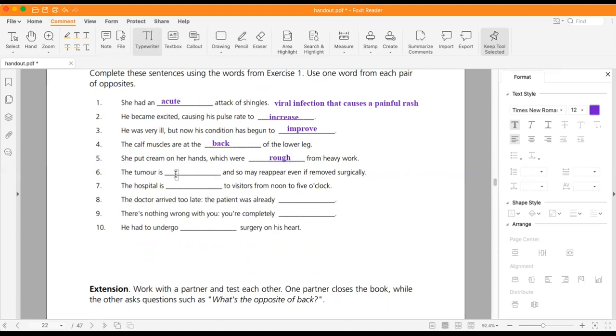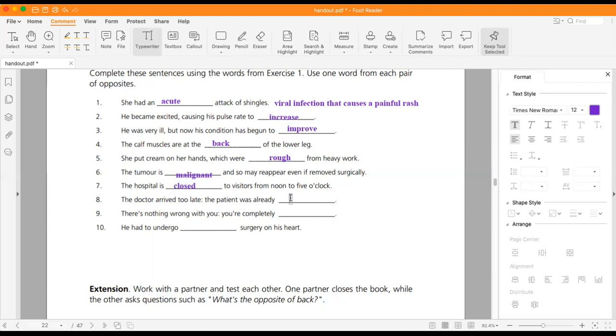The tumor is what, and so may reappear even if removed surgically. Of course, here will be malignant. Number 7, the hospital is what to the visitors from noon to 5 o'clock. So it will be closed.